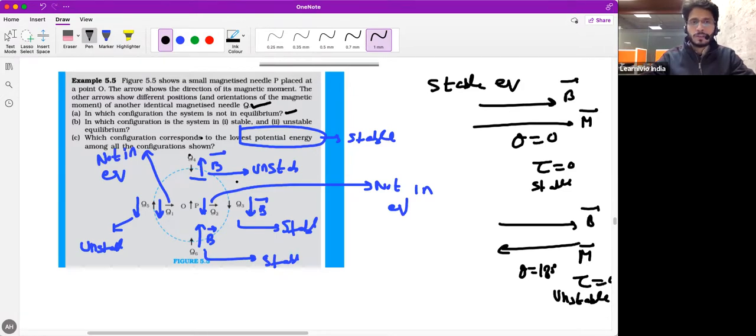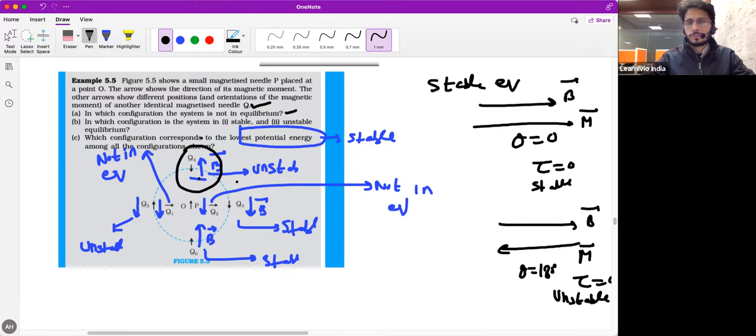Abdullah, is this stable or unstable equilibrium? In this case, is it stable equilibrium or unstable equilibrium? The magnetic field is upwards and the dipole moment is downwards. Stable or unstable, Abdullah? Sir, unstable. Unstable. Noor, you were asking something?